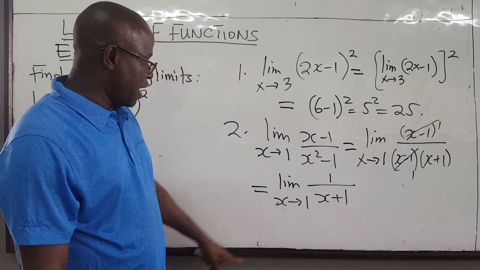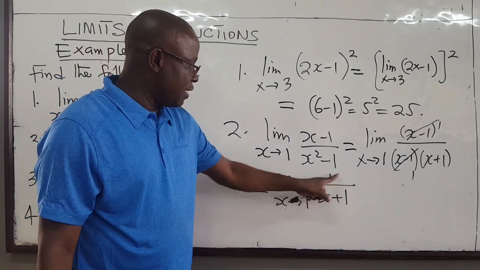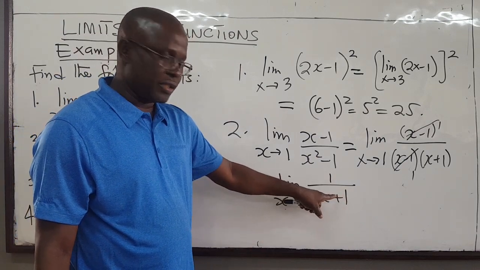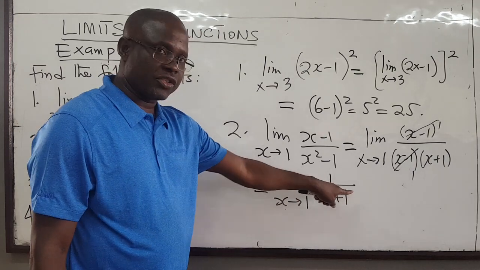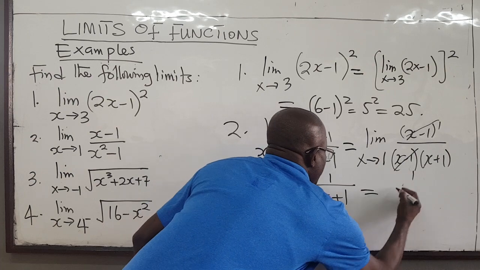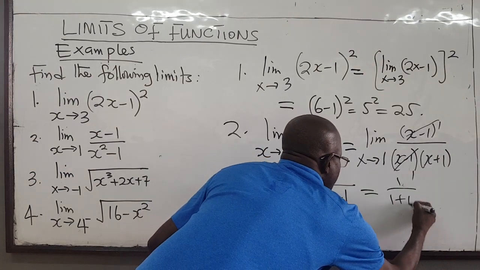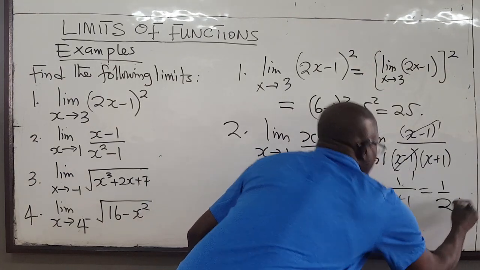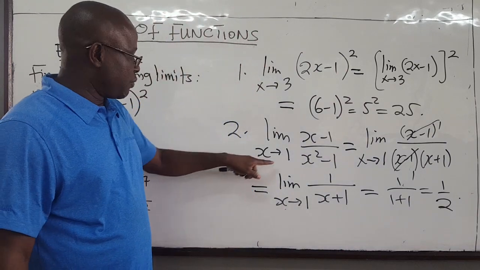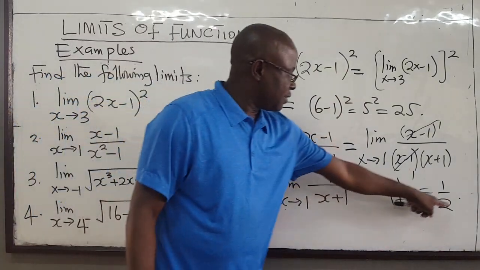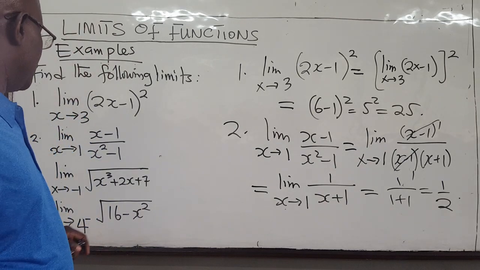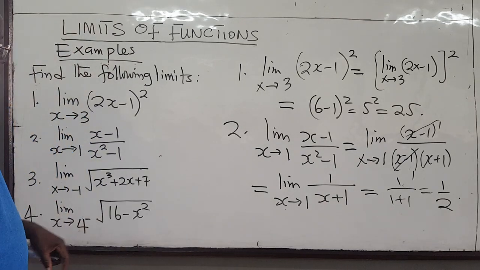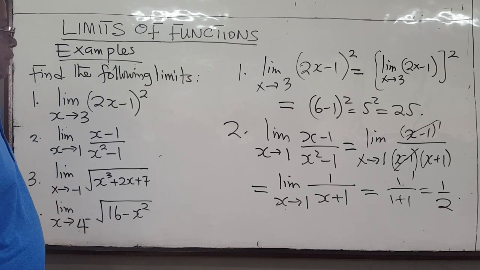So now you see that 1 is in the domain of this resultant function, and so we can plug in x equals 1 into this function. So this will just be equal to 1 over 1 plus 1, which is 1 over 2. So the limit as x approaches 1 of this function is 1 over 2. Good. Let's do number 3.